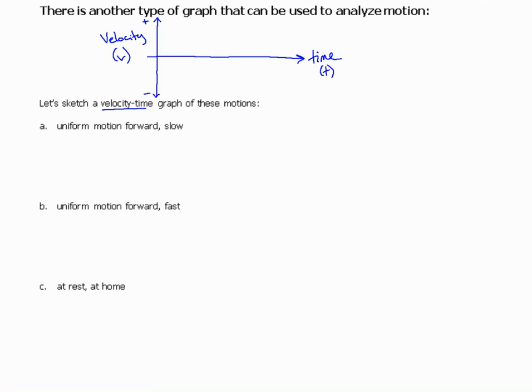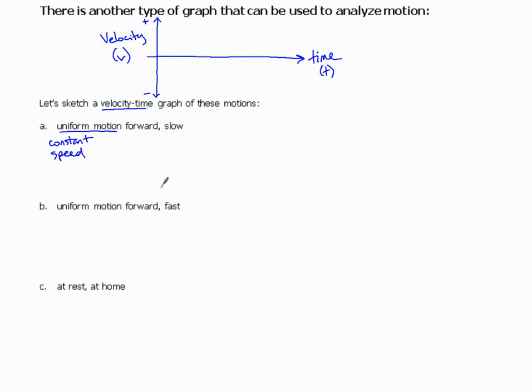So let's sketch some velocity time graphs of the following motions. So uniform motion, moving forward at a slow speed. Remember, uniform motion means constant speed.